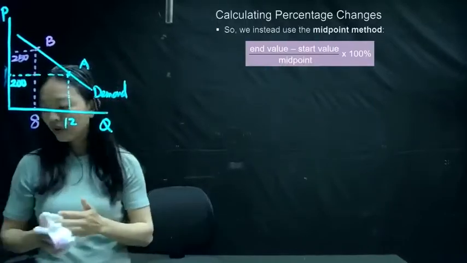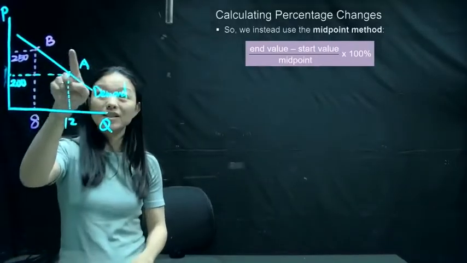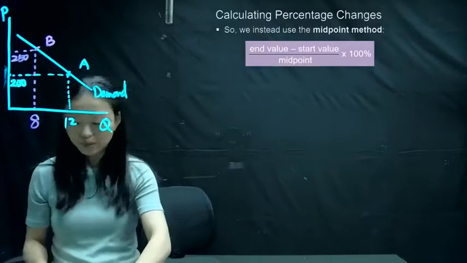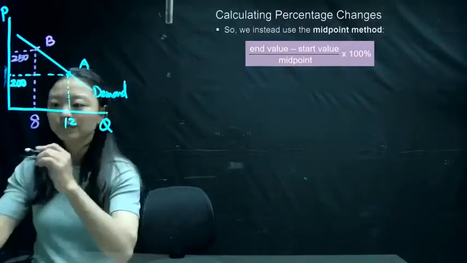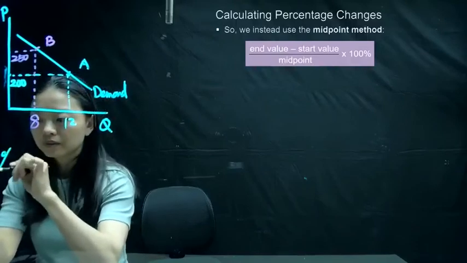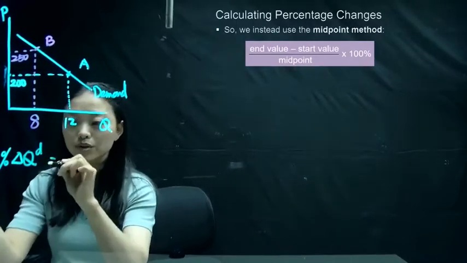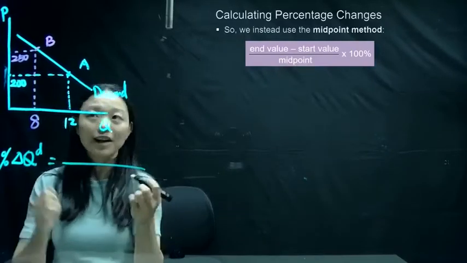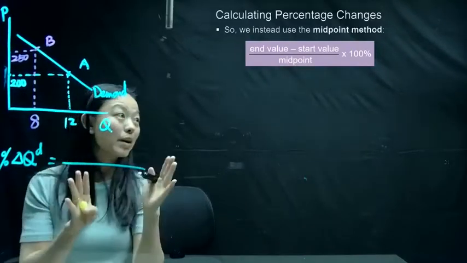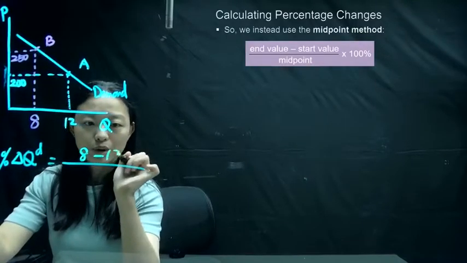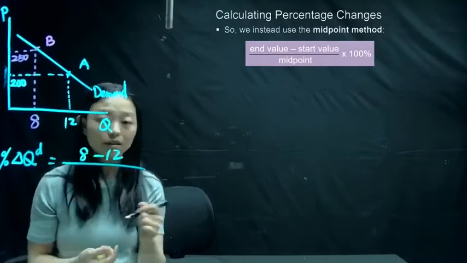Here, use the midpoints. It doesn't matter which point you use as a start point or which point you use as the end point. So let me show you. Percentage change in quantity will equal the end value. Which one? It doesn't matter which one you choose. I can choose 8 minus 12 or 12 minus 8.